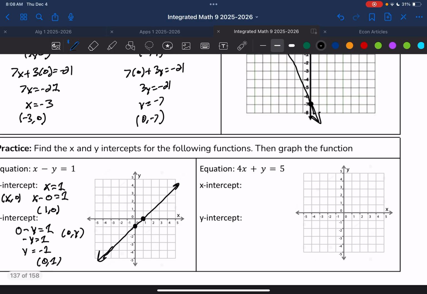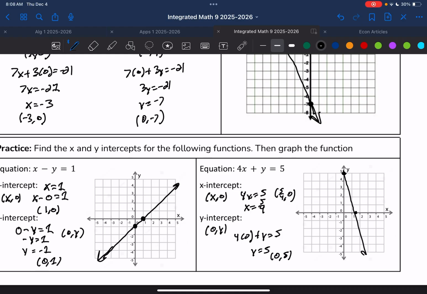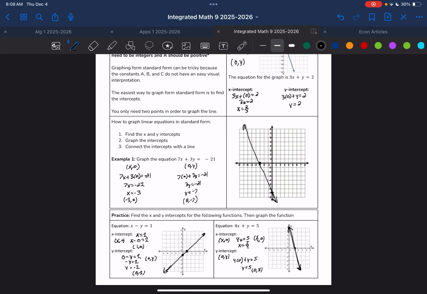And then for this one over here, set y to 0 to find the x-intercept, then we have 4x is equal to 5, meaning x is equal to 5 over 4, meaning my x-intercept is 5 over 4, 0, which is about there. And then if we do 0, comma y, it's going to be 4 times 0 plus y is equal to 5, which means y is equal to 5, meaning my y-intercept is 0, comma 5. All right, and then we can connect that like that. All right, so now go ahead and work on the Delta Math.